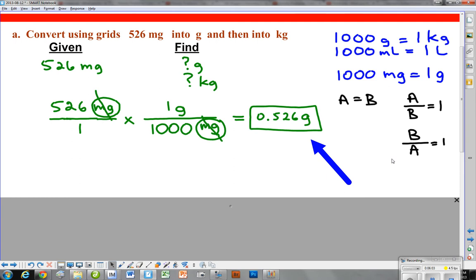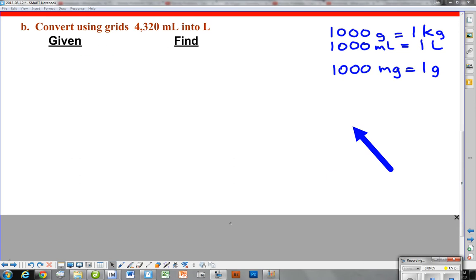We can do that a little bit faster. Okay, on this problem, we look at this and we see that this number is next to milliliters. And that's a dead giveaway that this guy has to be our given.